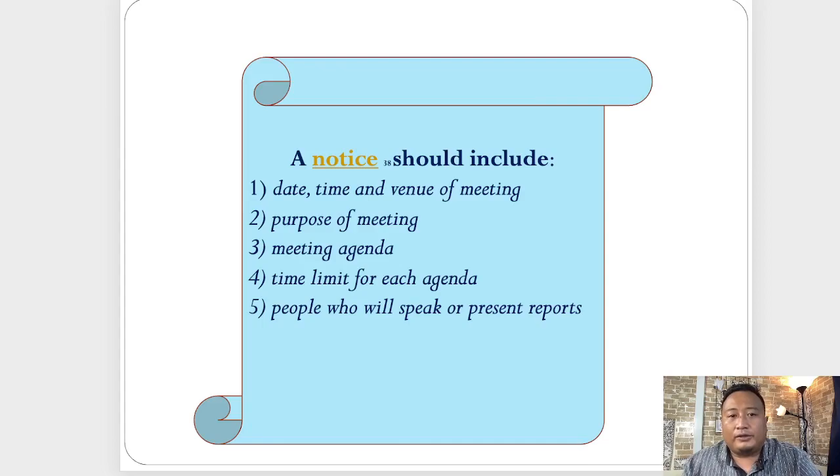So the format for the notice is something like this: date, time, venue of the meeting, the purpose of the meeting, the meeting agenda, the time limit for each agenda.